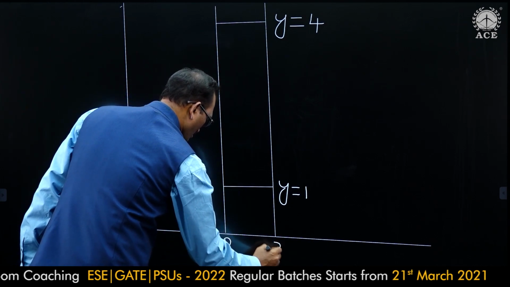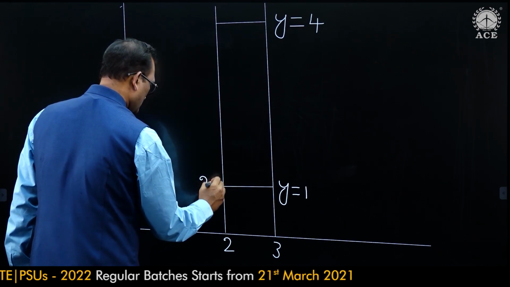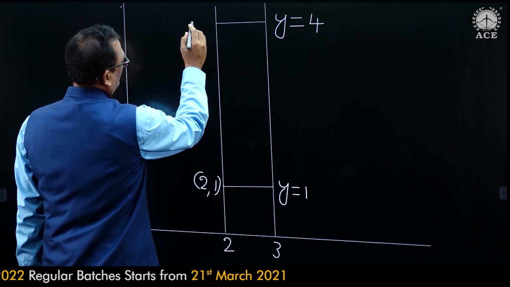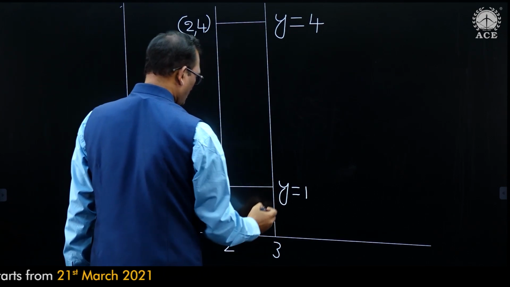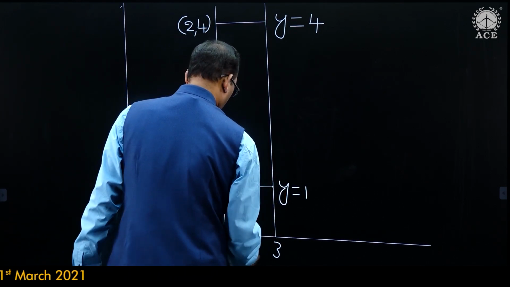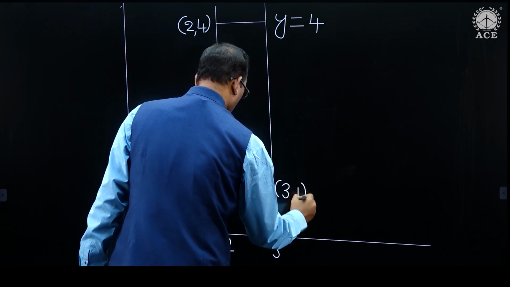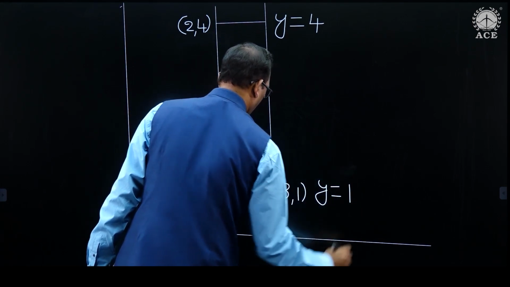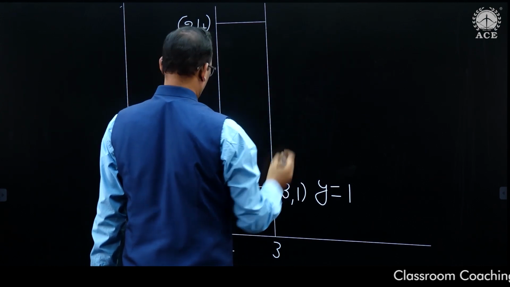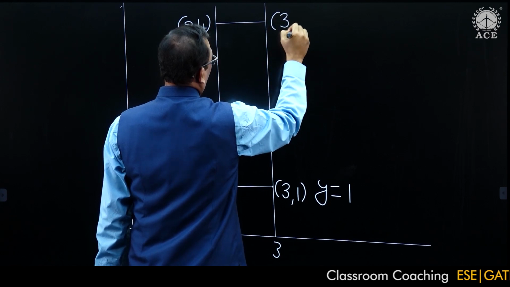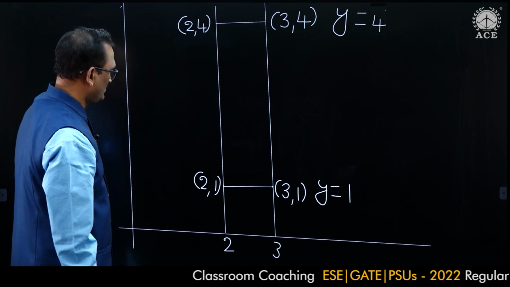This is x is equal to 2 comma 3. This intersection point is x is equal to 2, y is equal to 1. Here x is equal to 2, y is equal to 4. Now this is x is equal to 3, y is equal to 1. This is the y is equal to 1 line. Now this is x is equal to 3, y is equal to 4.